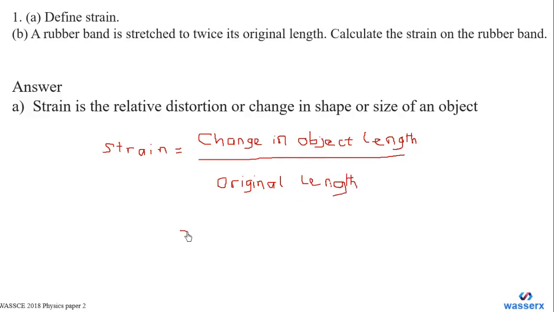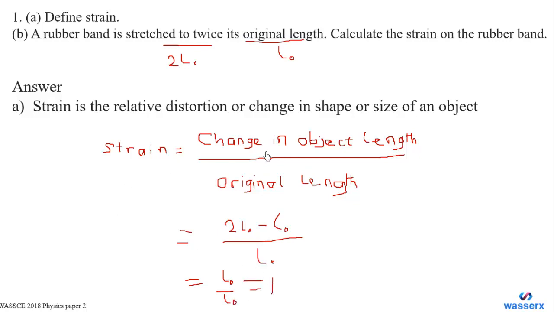Now, let's assume that the original length is L0. Then the stretch will be 2L0, or the distortion will be 2L0. So the change will be 2L0 minus L0 divided by L0. So that is the relative change. And that will be equal to L0 over L0, which is equal to 1. Therefore, the strain on the rubber is 1.